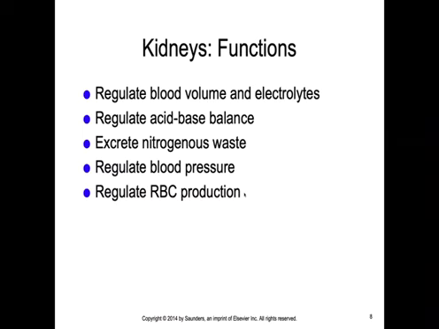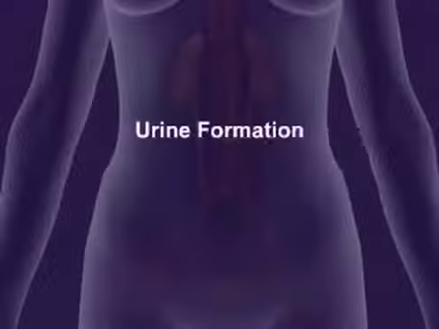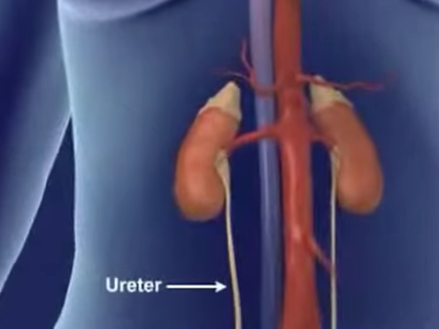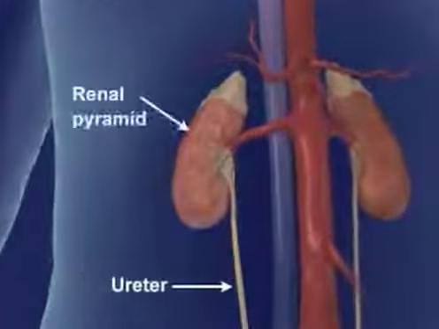So let's take a look at the nephron and the production of urine. Urine is formed by three processes in the nephron, the functional part of the kidney.